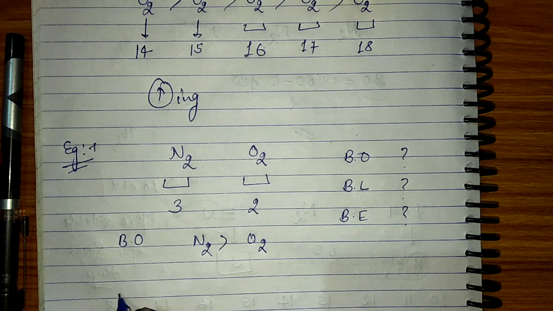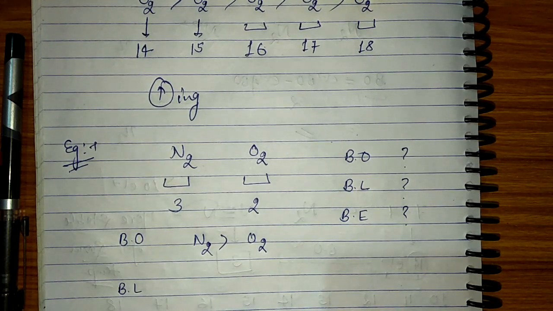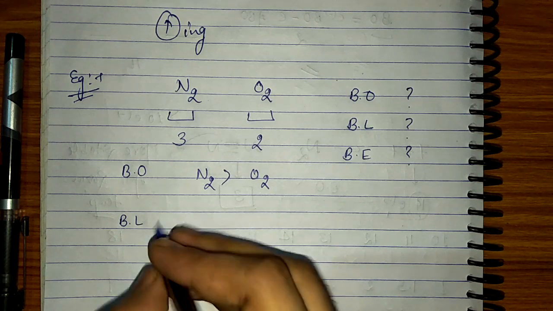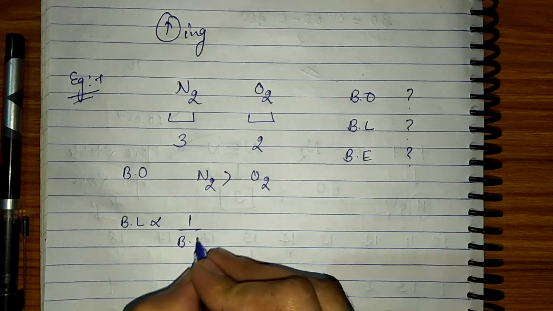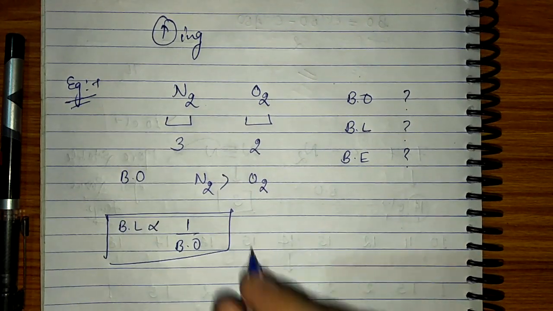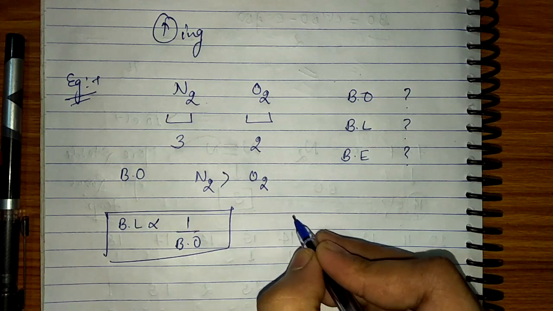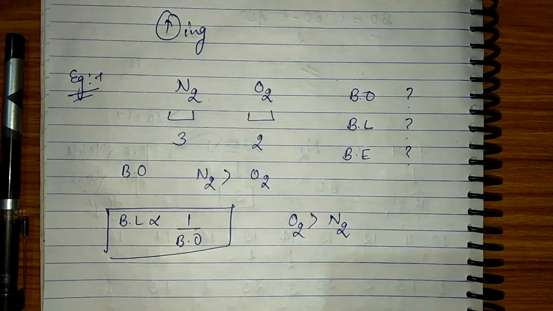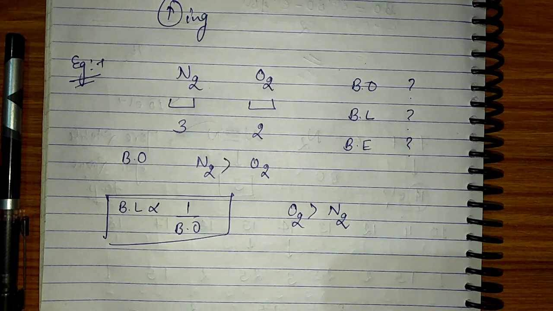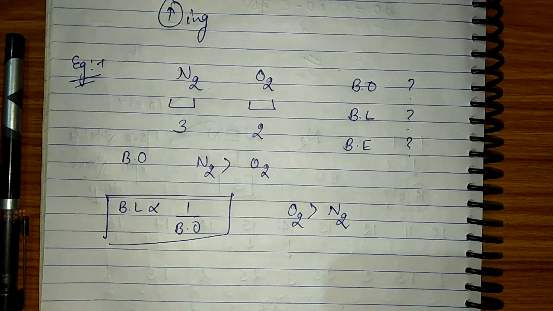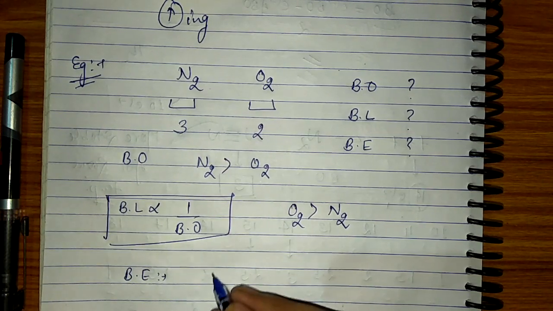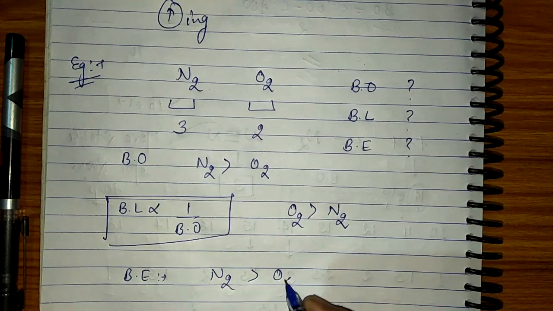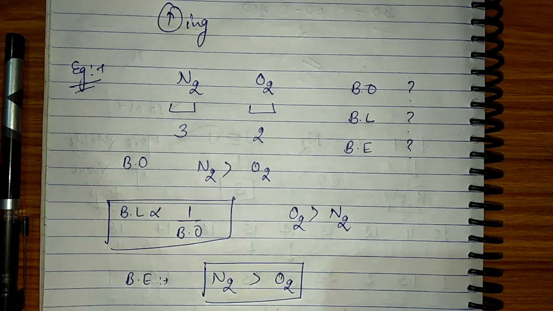And what about bond length? If you have watched my previous video, you might have solved it. In my previous video I told you that bond length is inversely proportional to bond order. So the order of bond length is going to be O2 is greater than N2. What about bond energy? Pause the video and tell me the order of bond energy. I hope you have tried it. You are definitely correct: it is N2 is greater than O2, because the higher the bond order, the higher the bond energy.